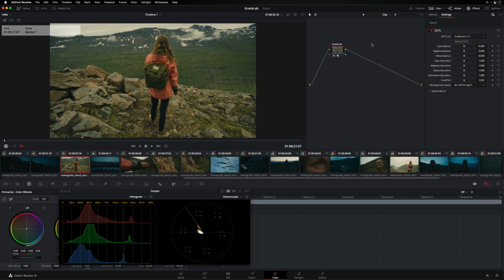And back here at the clip level, I have an instance of the Gradelab tool, which currently doesn't have any adjustments happening within it, so that we can walk through how each of these sliders works within the tool. Before we dive into the individual sliders, it's important to emphasize the overall theme, the overall concept or idea of the Gradelab tool, and that is that it is a subtractive grading tool.